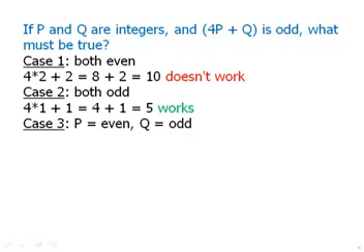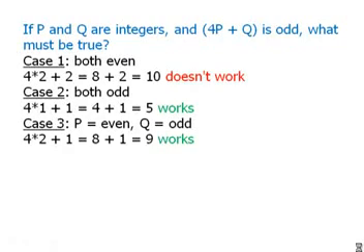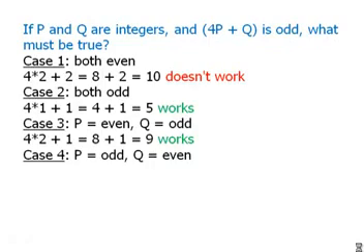Case 3, p is even and q is odd. So we're going to plug in p equals 2 and q equals 1. And we get 8 plus 1, 9. That's an odd number. That works. So we have 2 cases that work. Now we'll try case 4. P is odd, q is even.